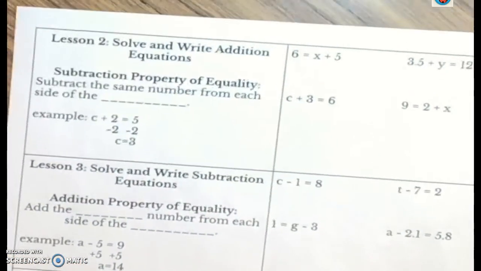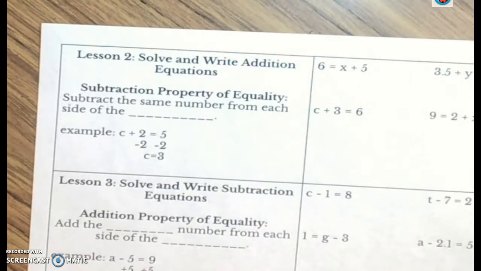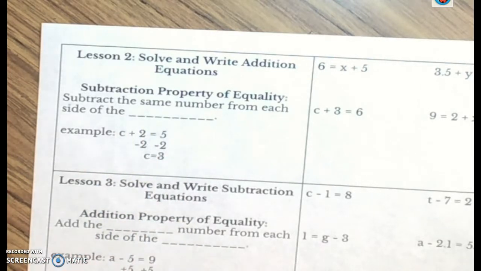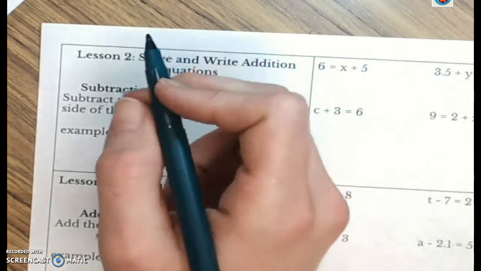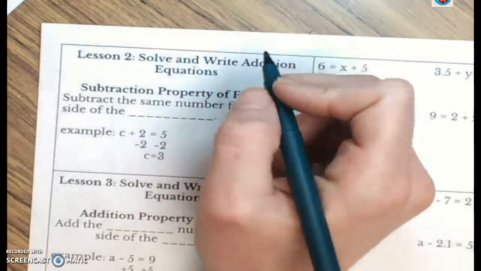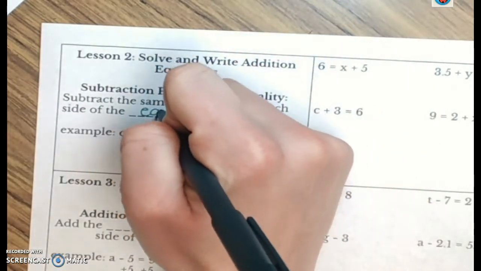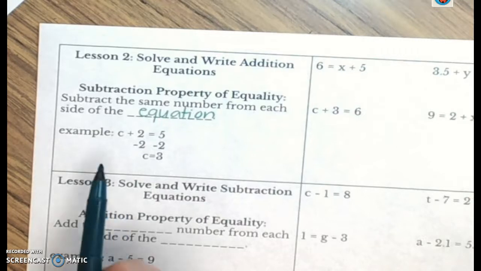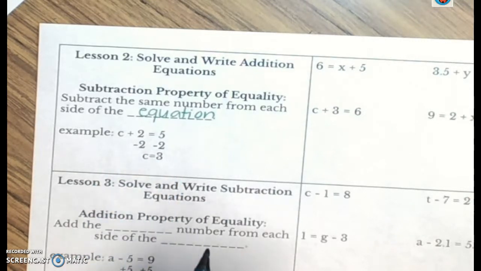So if we look at lesson 2, we're going to be solving and writing addition equations. So we're actually going to be looking at something called the subtraction property of equality. So when we have addition equations, we're actually going to be subtracting. We're going to subtract the same number from each side of the equation. So what we did in lesson 1, we just visualized it in our head. This is what we're actually doing. So this is what we're going to have to do.